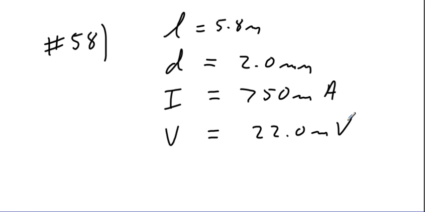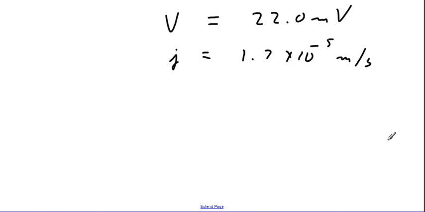28. If the drift velocity J is 1.7 times 10 to the minus 5 meters per second, determine the resistance of the wire, the resistivity of the wire, the current density in the wire, the electric field inside the wire, and the number of free electrons per unit volume. Okay, well, if they can write it down and it's in English, we ought to be able to do it.